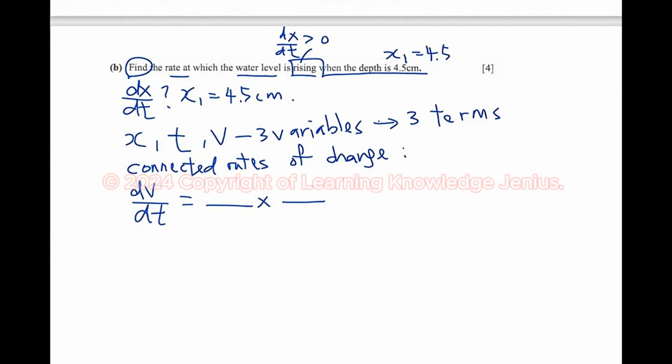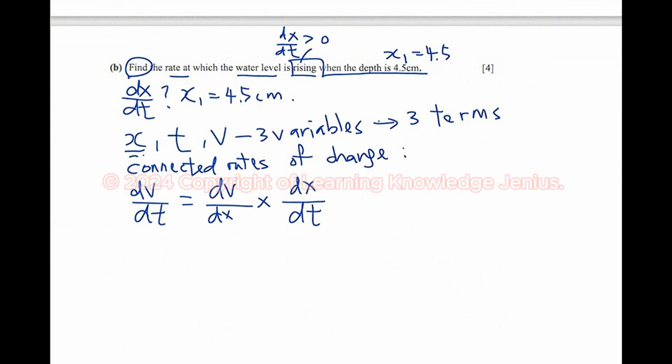So after you write this one, you confirm the left hand side. We can come to the right hand side. So how to actually position that? I will put the dV here, and then I put the dt here. Okay, so what to fill in? Remember, we have 3 variables. So the last one is the x here. So I will put the dx/dt. Yeah, dx over dt. So you can fill up the gap now.